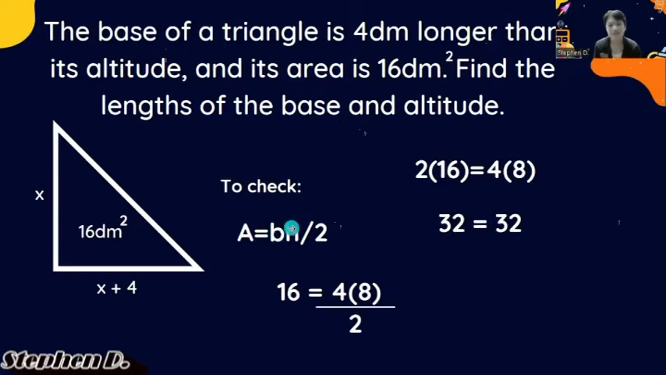So to check, we get our formula again. A is equal to base times height over 2. We substitute our values there. So again, our area is 16, our altitude is 4, times 8 over 2. So again, we multiply by 2 to take out the 2 on the bottom. So 2 times 16 and 4 times 8. And if we multiply those values, we'll get 32 is equal to 32.